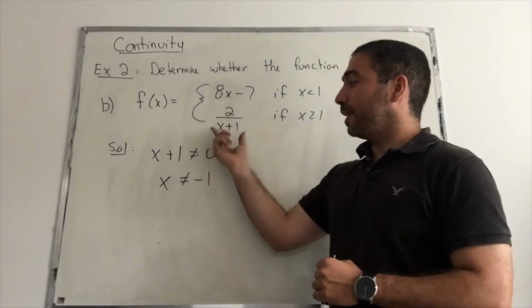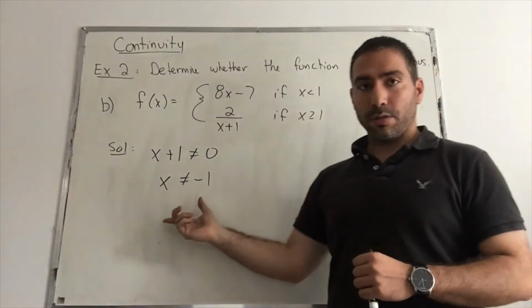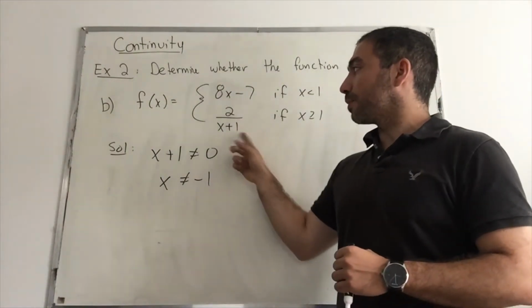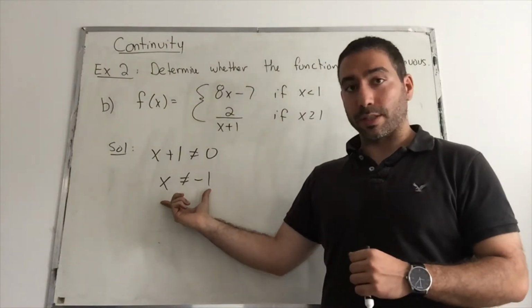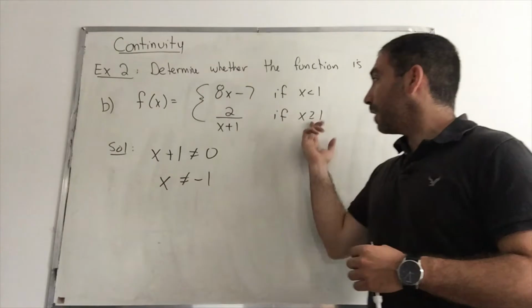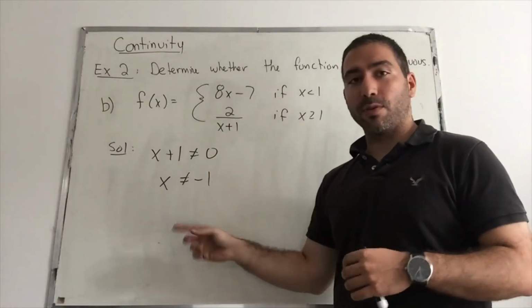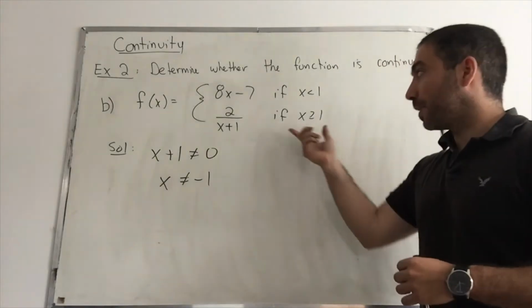Now the function that we're using here is defined on this interval for all x values greater than or equal to 1, right? So this function here, 2 over x plus 1, is discontinuous at negative 1. That's true. But we're only using it for all the x values that are bigger than or equal to 1. So the fact that the discontinuity happens at negative 1 doesn't matter. It doesn't affect our domain.